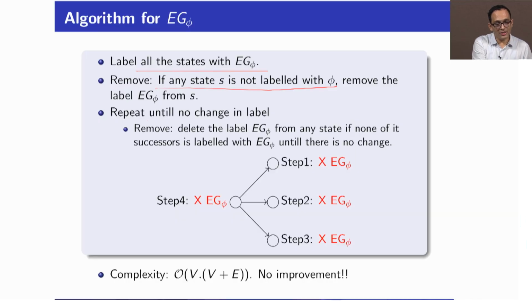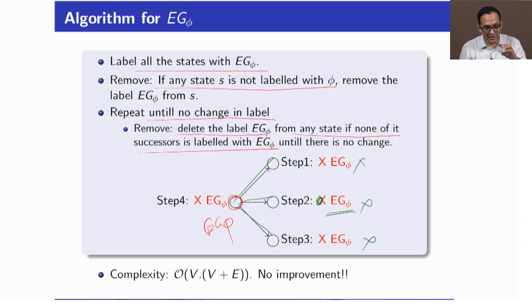Then I repeat until there is no change in labels. Delete the label EG from any state if none of its successors is labeled with EG. I take a state which I have already marked with EG phi, then I see all of its successors. If at least one of the successors has EG, then it is fine, but if none of the successors has EG, that means I cannot mark this state with EG, because what is EG? I found a path in which phi should hold in all states. There exists a path in which globally phi holds.